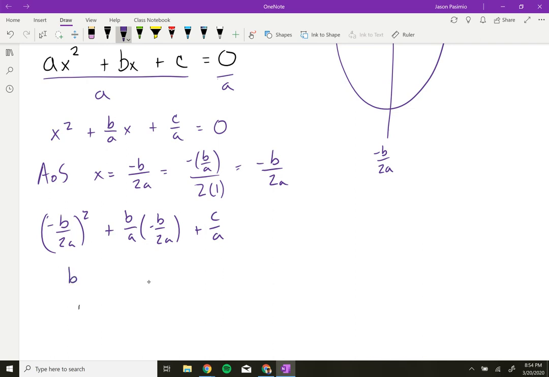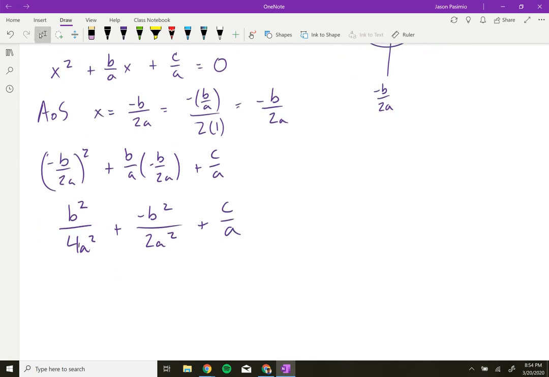Negative b squared would be positive b squared. 2a squared would be 4a squared. Plus b times negative b would be negative b squared over 2a squared plus c over a. Okay, does that look easy now? What I have here is 3 fractions that I want to add together, but we know that fractions can't be added unless they have common denominators.